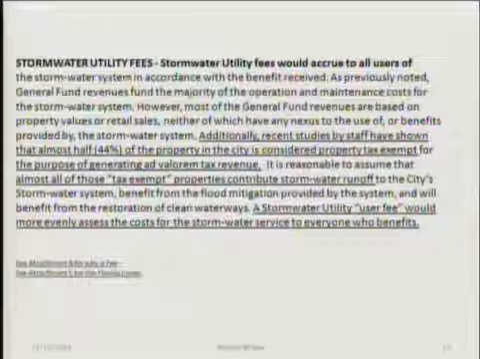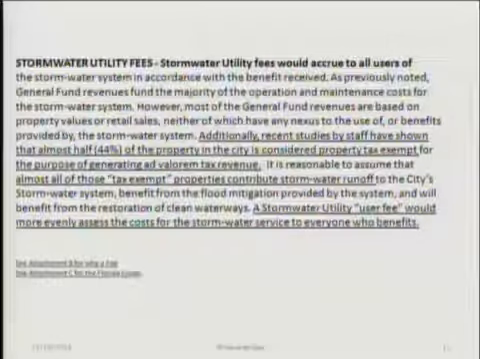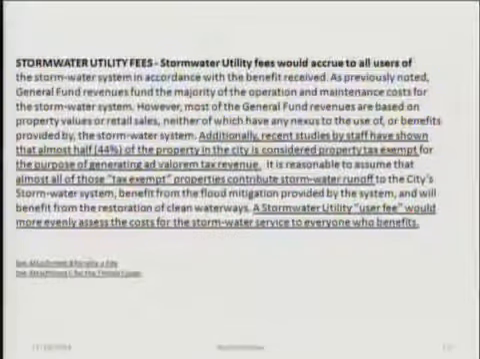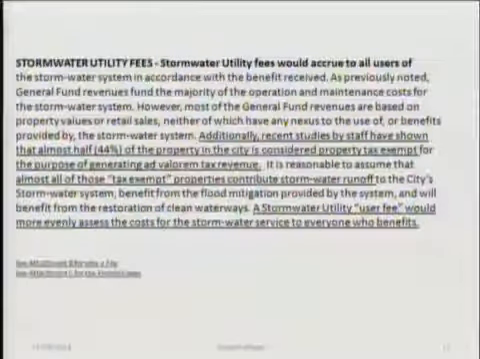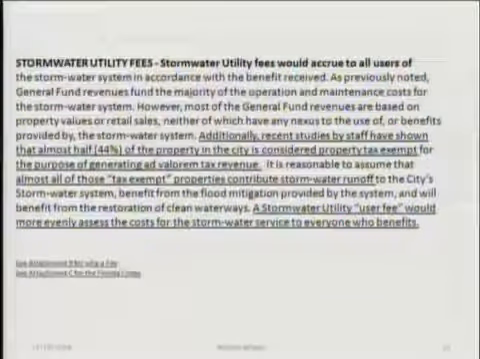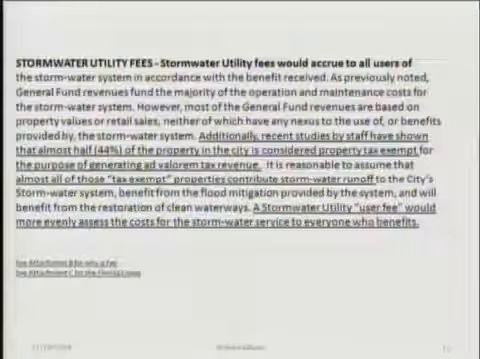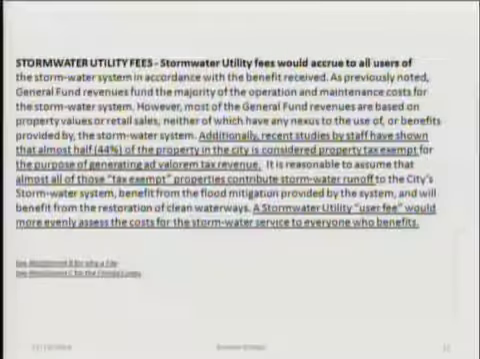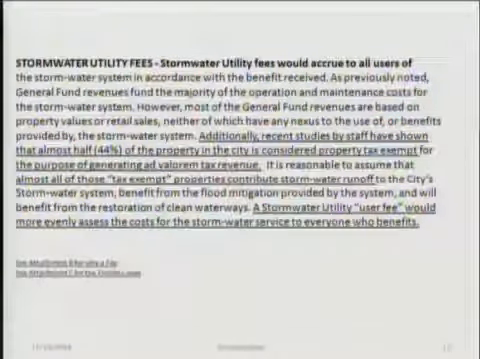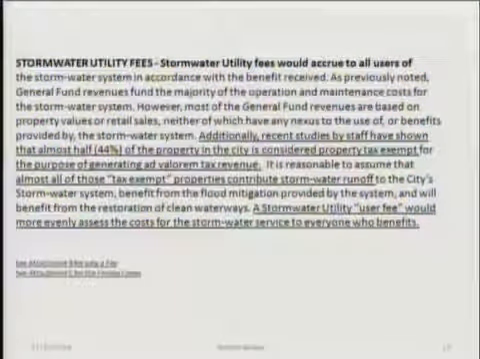I mean, if you have a store, or any other particular property, it's going to put out stormwater runoff. Stormwater systems benefit from flood mitigation provided by the system. In other words, if you have a store, as an example, you don't want your parking lot flooded and the water's got to go someplace. A stormwater utility user fee would more evenly assess the costs for the stormwater service to everyone who benefits. In other words, instead of putting it on the back of the poor taxpayer, it would be put on the back of the user. Attached here, see attachment B for the why of the fee.